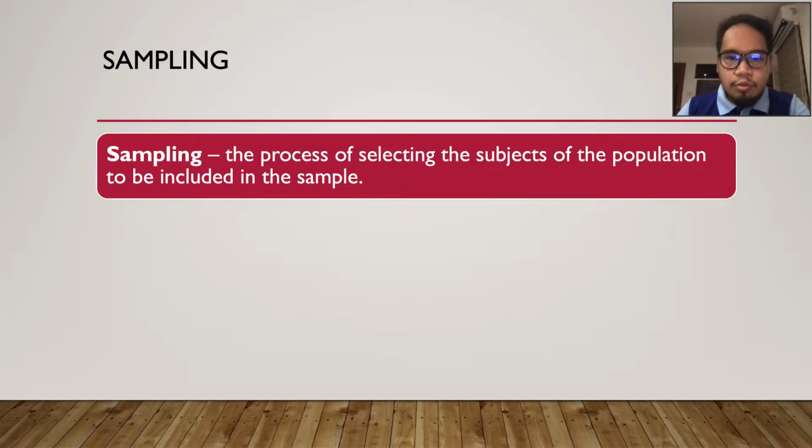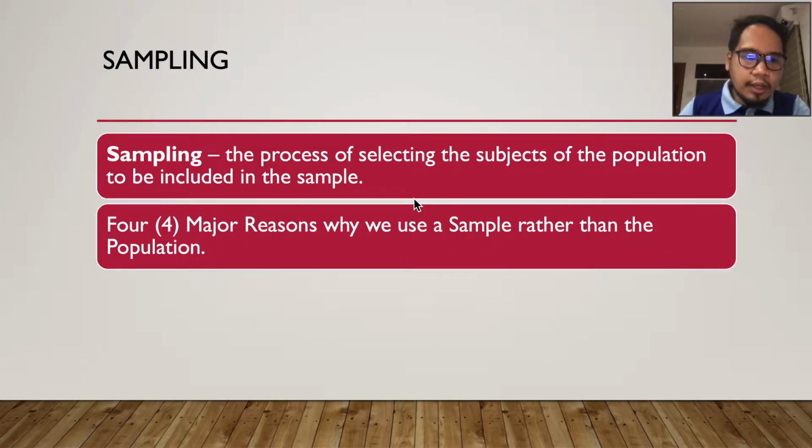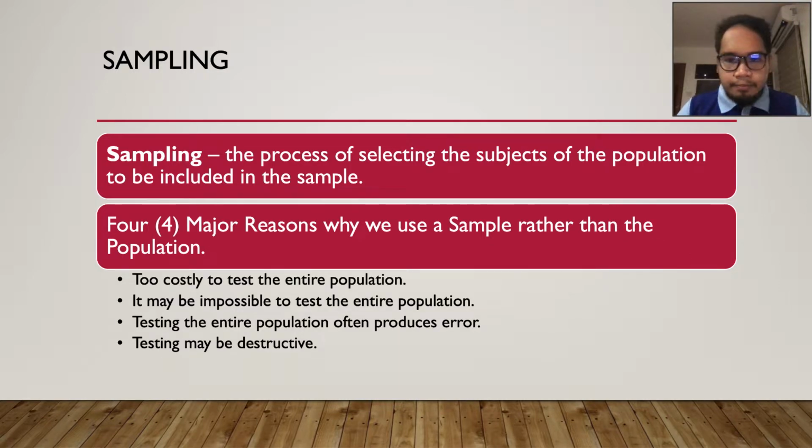Since we want to have our sample, sampling is the way or the process of doing it. Why do we do sampling, or why do we get a sample instead of pushing through with the population? There are four major reasons why. This is not exhaustive, but let's give it a go. The first reason, of course, is that it is too costly to test the entire population, not only financially, but also in the effort of the researcher. It is also costly in time.